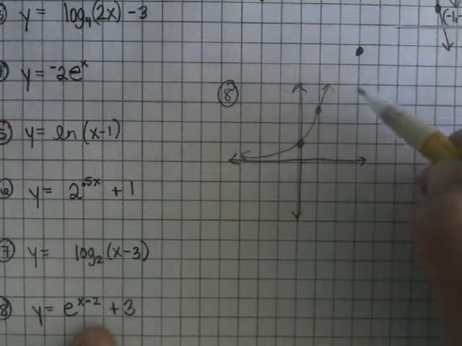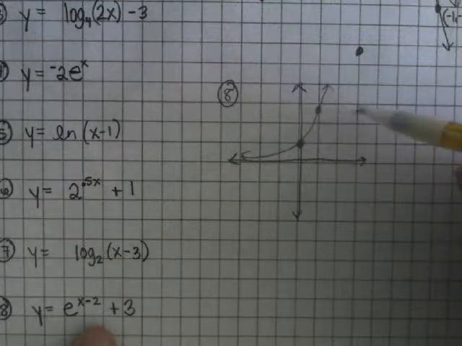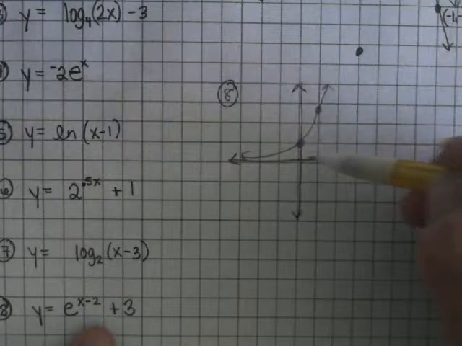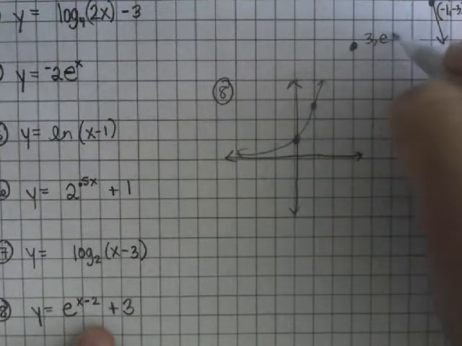So it was at e, but I moved that up 3, and since e is an irrational number, we'll keep it in terms of e and call it e plus 3. So the x-coordinate is 3, and the y-coordinate is e plus 3 because of the shift up.